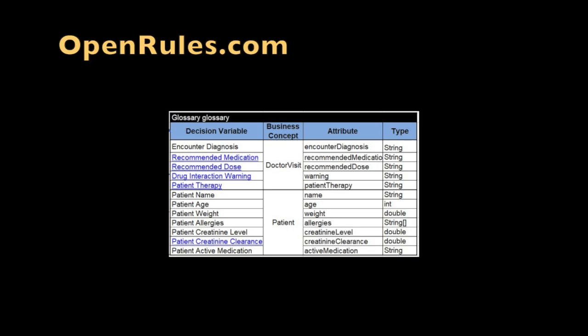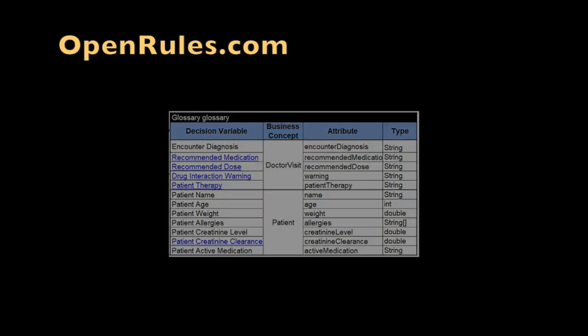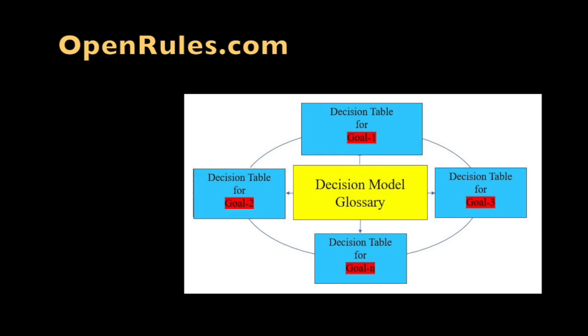All decision variables used in the decision tables should be described in the special table called glossary. In general, a decision model can be thought of as a glossary surrounded by different decision tables that implement business logic for goals and sub-goals. Being in business for the last 20 years, OpenRules received valuable feedback from real-world customers. As a result, OpenRules now supports over 100 predefined operators for simple and complex decision tables. And importantly, you can now easily add your own custom conditions and conclusions as needed.